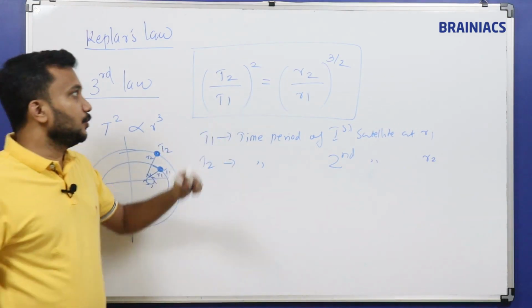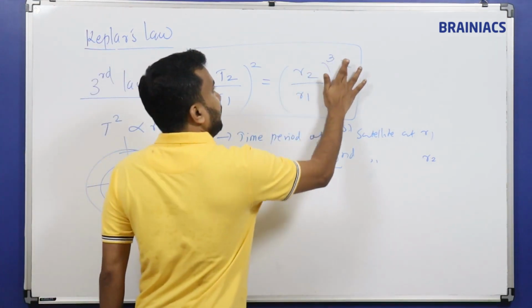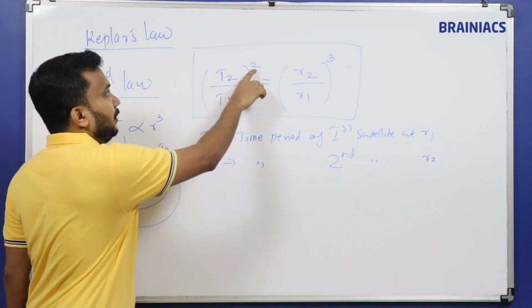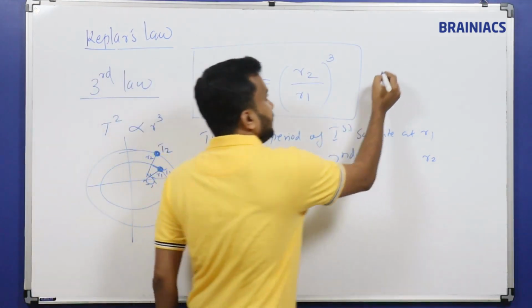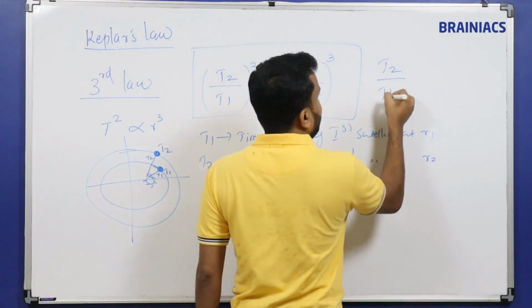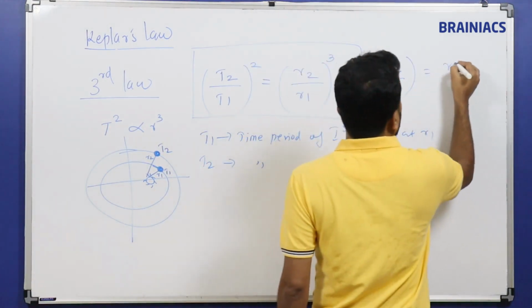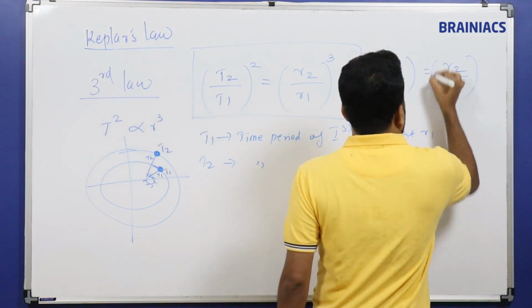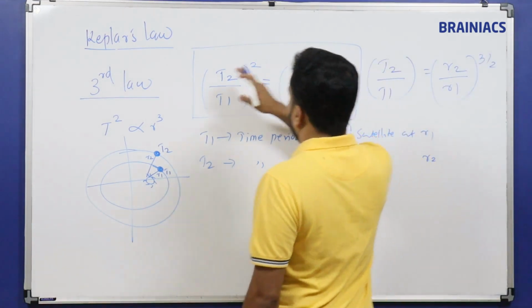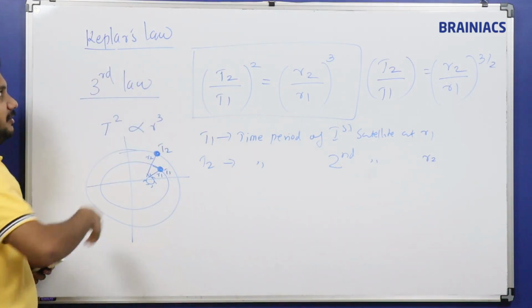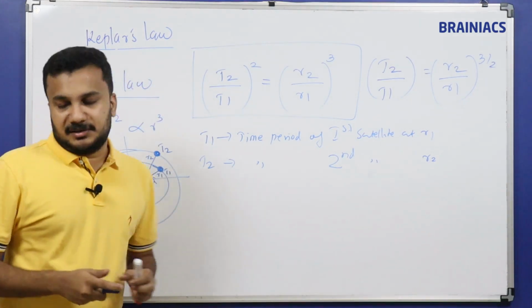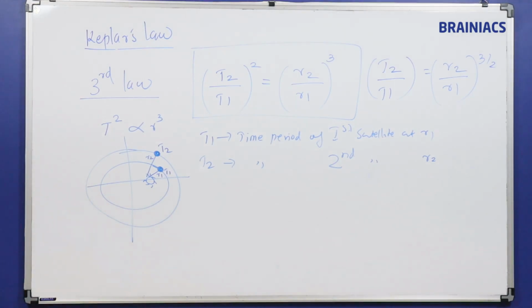This is the most important equation. If you take the square over here, it becomes 3 by 2, right? So you can write the equation like this: T2 divided by T1 is equal to R2 divided by R1 whole power 3 by 2. The square goes to the right side and becomes the power 3 by 2. You can write the equation that way as well. This is Kepler's third law. Fine, perfect. We will do a couple of questions.